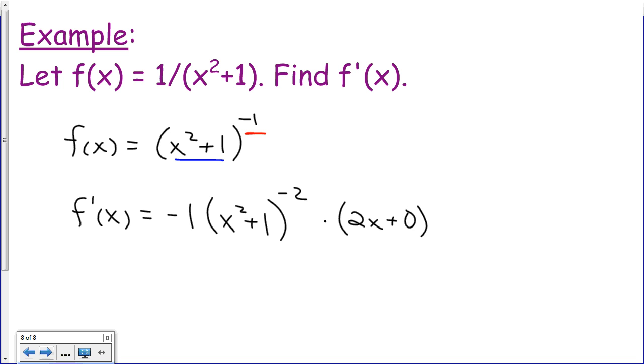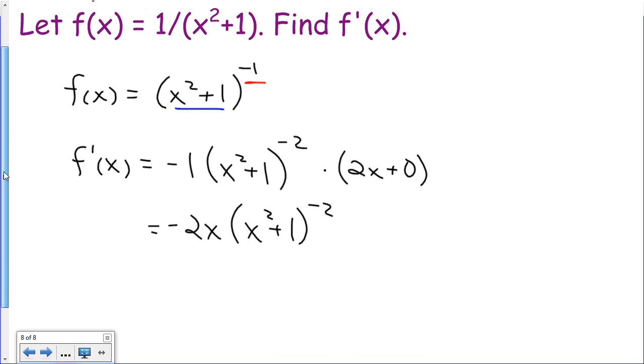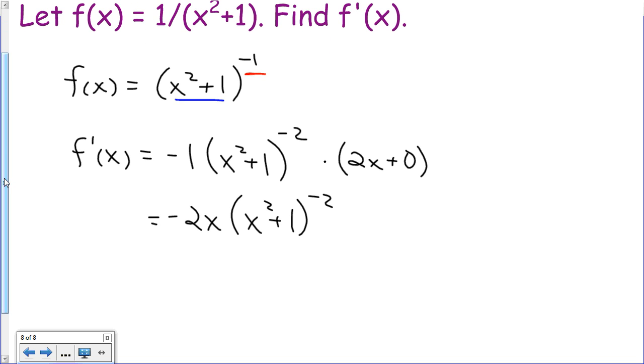And let's just rewrite this here. You'd have a negative 2x times x squared plus 1 to the negative 2. You can leave it in that form. If you wanted to rewrite it back in a quotient form, since that's what you started with in this problem, you could write it this way. It would be a negative 2x in the numerator and you'd have x squared plus 1 to the second power in the denominator. Okay, so that is our chain rule.